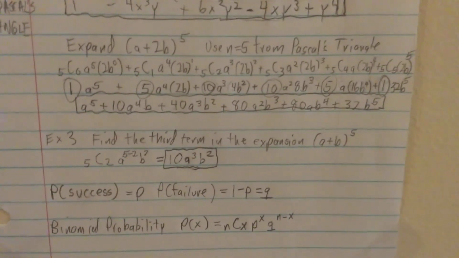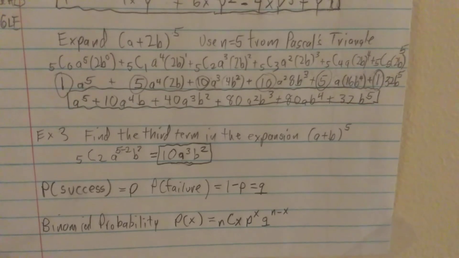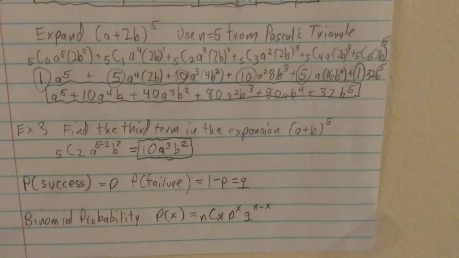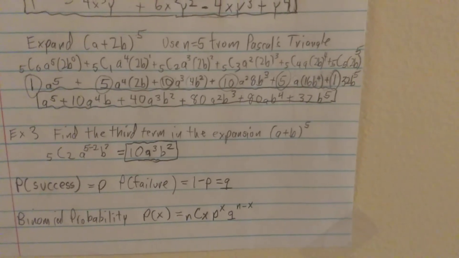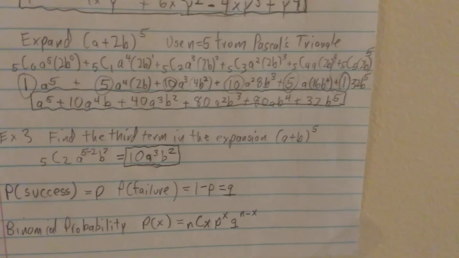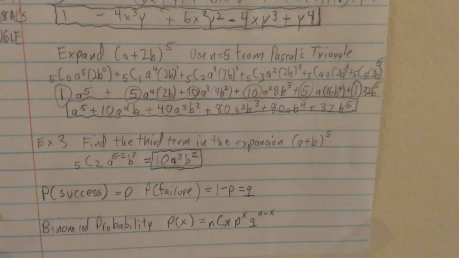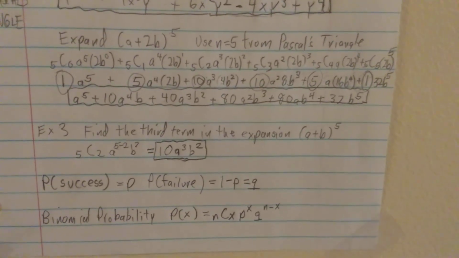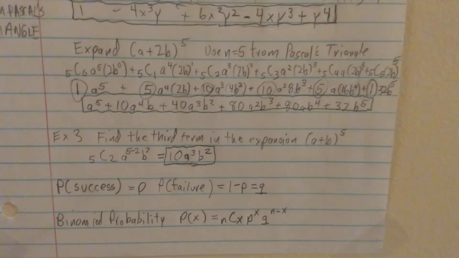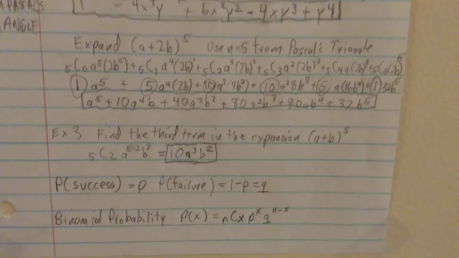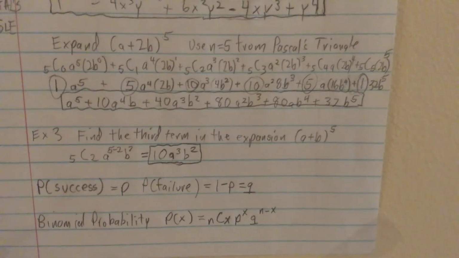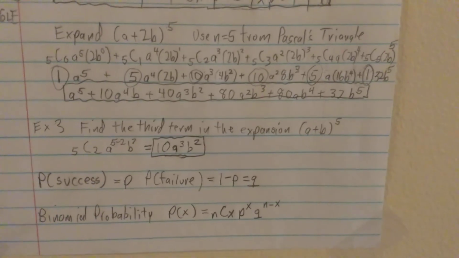Now in example 3, we're asked to do something easier. Find the third term in the expansion a plus b to the fifth. Well, remember 5c0 would be the first, 5c1 would be the next, and 5c2 would be the third. So notice how we pick 5c2 for our coefficient, which is 10, 1, 5, 10, 10, 5, 1. And we have a to the 5 minus 2, or a to the third, and b squared. So 10 a to the third b squared.